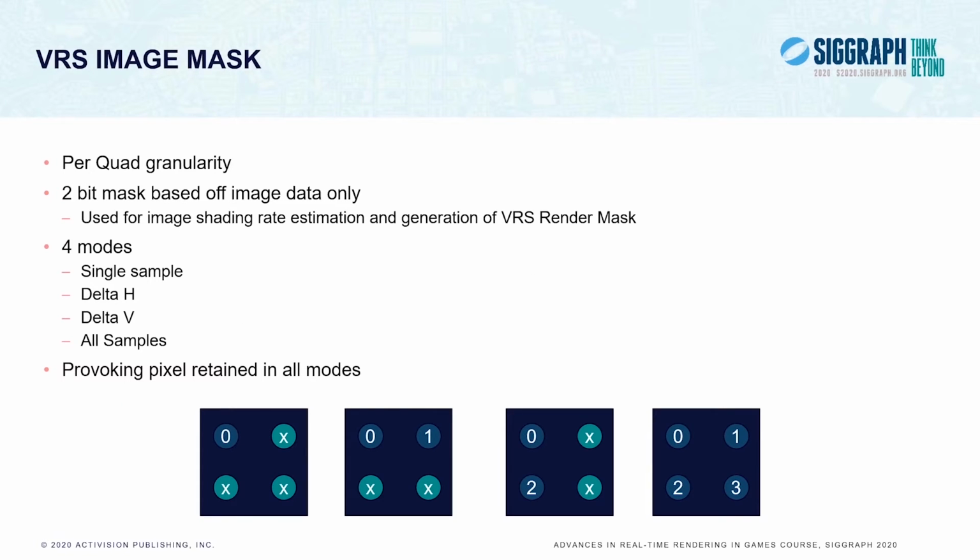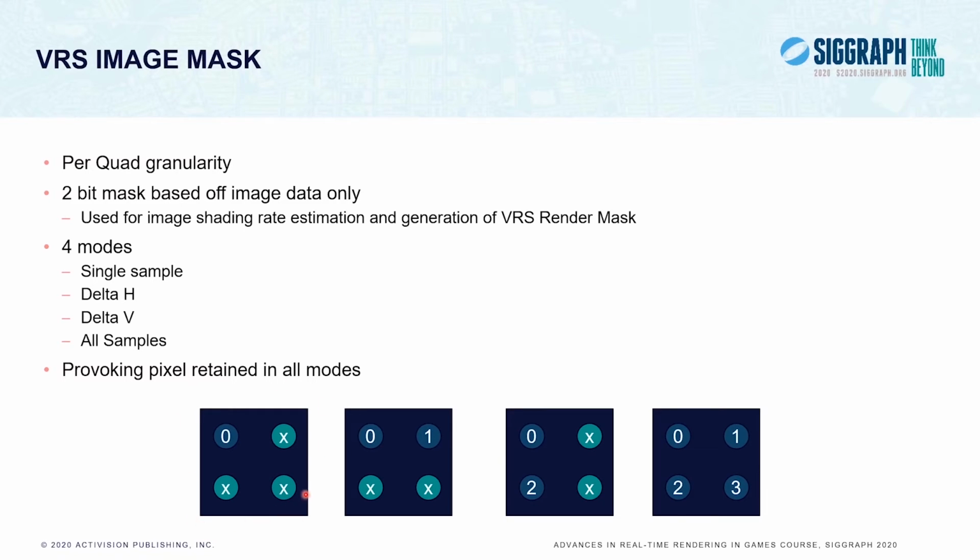Our VRS image mask is at per quad granularity. It's a 2-bit mask that's based off image data only, and we use it for image shading rate estimation as well as generation of the VRS render mask, the actual mask used for creation of the stencil stippling pattern and reconstruction. The image mask itself can have 4 different distinct modes.